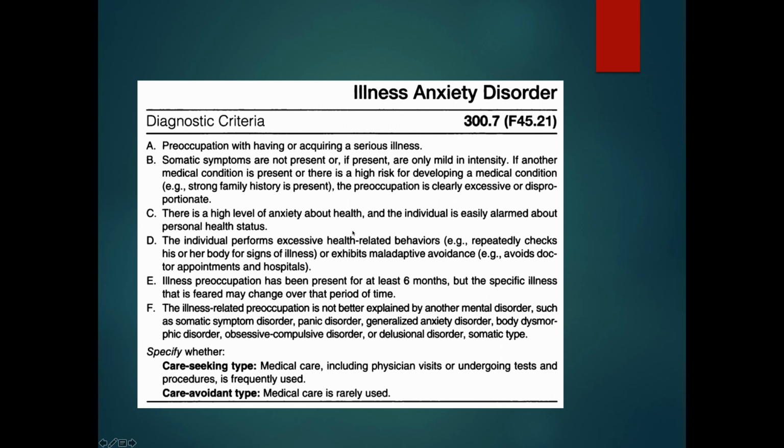There's a high level of anxiety about health, excessive health-related behaviors, maladaptive avoidance. If they do avoid the hospital, it's because I don't want to know if something's wrong with me. That's the flip side of it. I don't go to the doctor because I don't want to know. The 6 months, and then specify, are they care-seeking or care-avoidant?